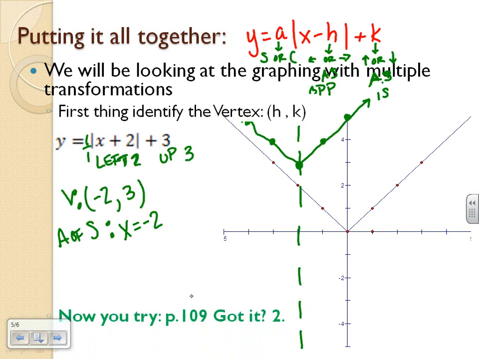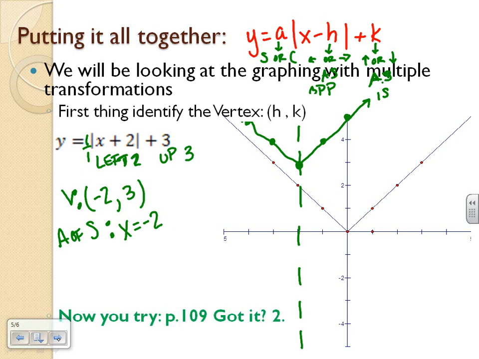So once again, here's another problem I would like you to try. Turn to page 109 and try Got It number 2. The answer should be in the back of the book. When you've checked it and you're ready to move on, press play and continue on with your lesson.